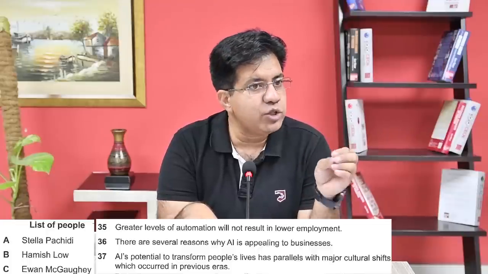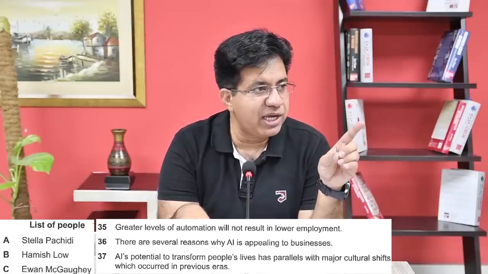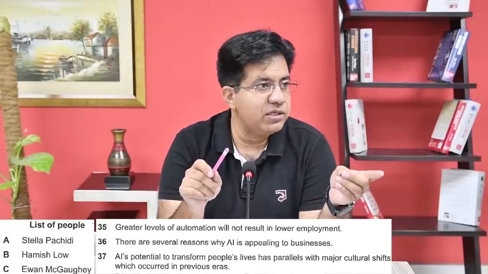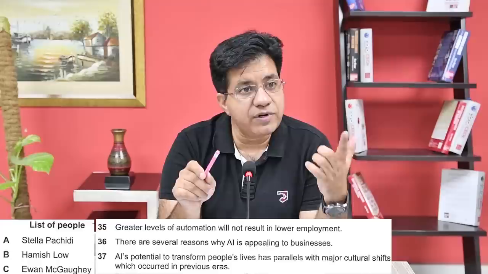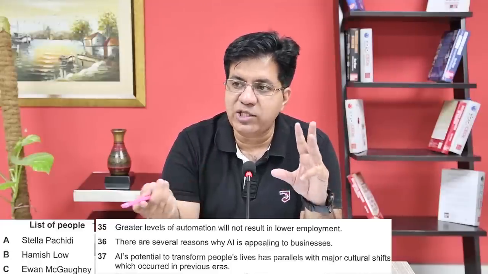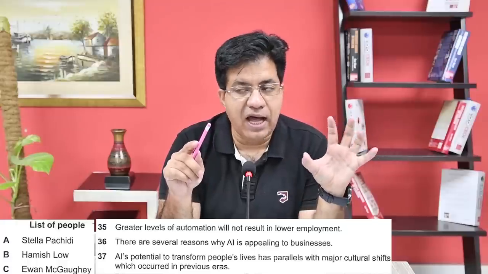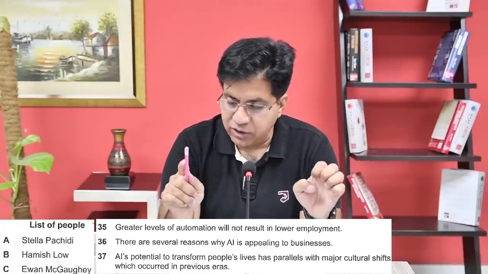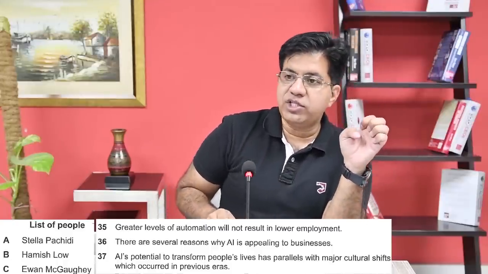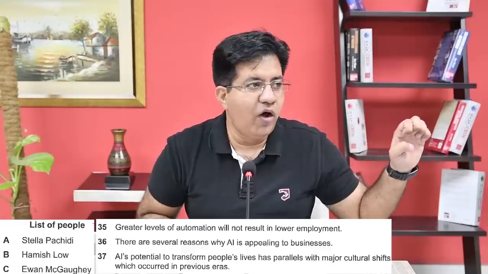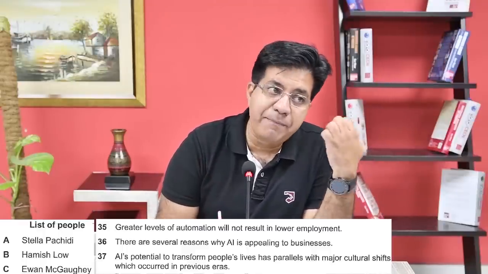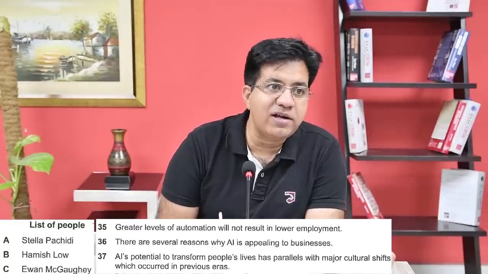So in part 3, you often come across matching, where you have to match a list of scientists with the statements. This is called matching. They will give you a list of researchers, experts, scientists, and you have to match them with the statements. Statements are the questions and the list of scientists are the options. Now, the bad news is questions and answers are not in order. But the good news is the list of people and the passage are in order.